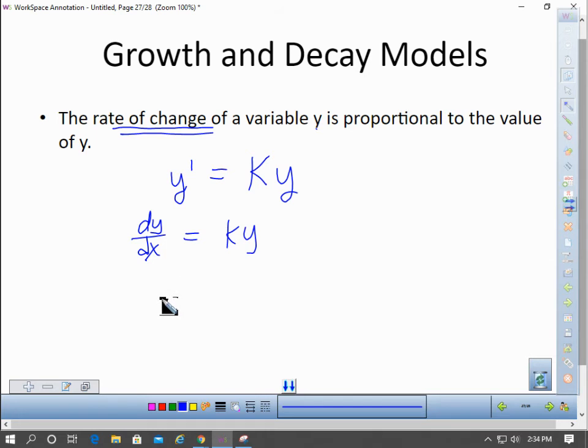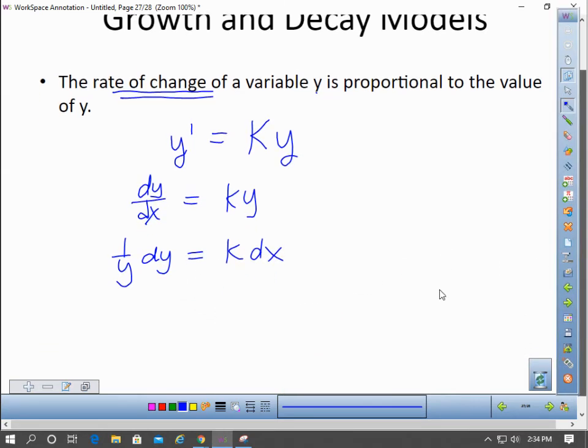And now I am going to separate the variables. So I'm only going to move the y over. I'm going to divide by y, and I'm going to multiply the dx over here. Okay? So I left the k. Instead of dividing by k times y, I just divided by y. So I have 1 over y dy, and then multiply the dx here, so k times dx.